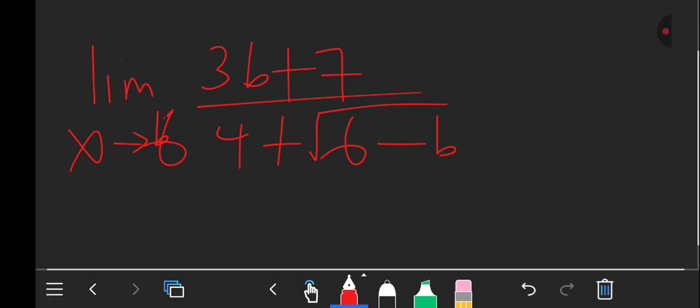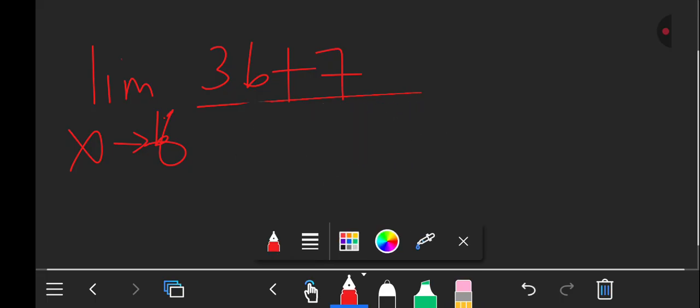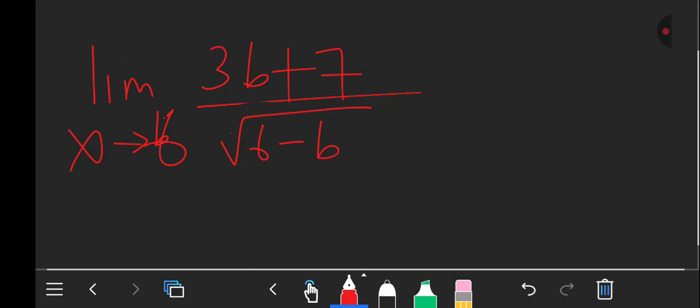Let me say the function is just like this, square root of 6 minus b. Okay, let's take this kind of a situation. We have been given this kind of equation. So if you substitute 6 directly there on b, you get 6 minus 6, that is 0. Square root of 0 is just 0. So this function will be undefined also. So what can you do?